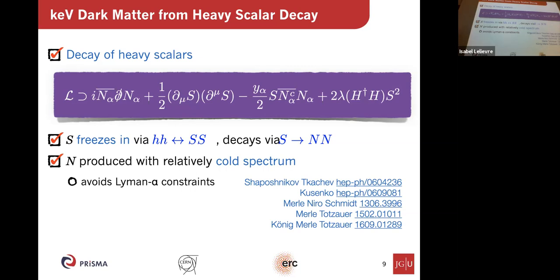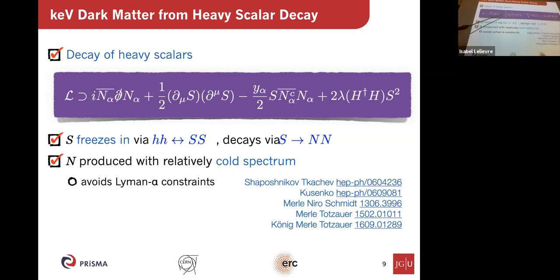So one production mechanism for this kind of dark matter that has gained in popularity a couple of years ago, after it turned out that the oscillatory production was becoming more and more constrained, is production in the decay of heavy scalars. Here is one particular model that was especially studied by Alex Merle and his collaborators, for instance. So what they are introducing here are new sterile neutrinos N and a new scalar S.